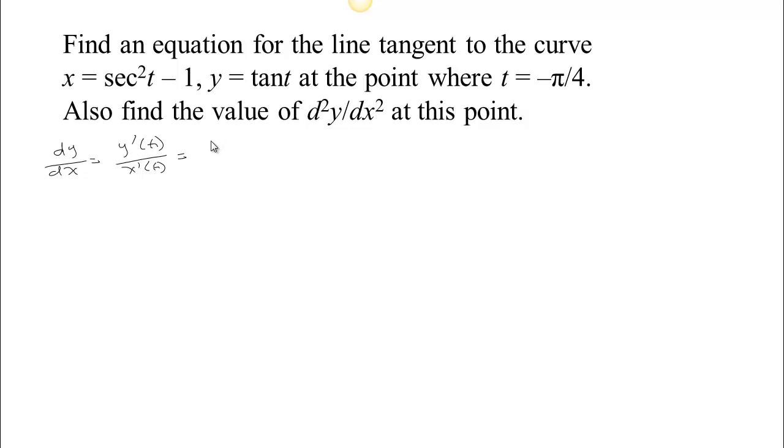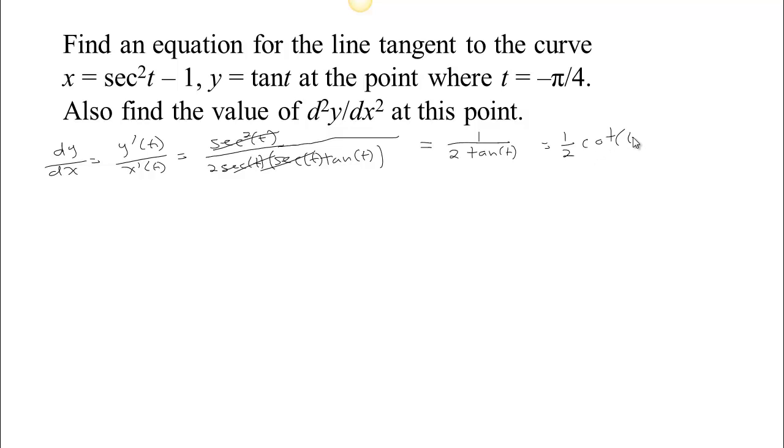Now y prime, the derivative of the tangent, is the secant squared. And the derivative of the secant squared, let's see, that's going to be 2 secant t times the derivative of the secant, which is secant tangent. So we get secant t tan t. Okay, so the derivative of y with respect to t is secant squared. The derivative of secant squared minus 1 is 2 secant t sec t tan t. Okay, if you look at this, we've got secant squared upstairs and secant times secant downstairs, so they cancel. We get 1 over 2 times the tangent of t. Or if you like, that's 1/2 the cotangent of t.